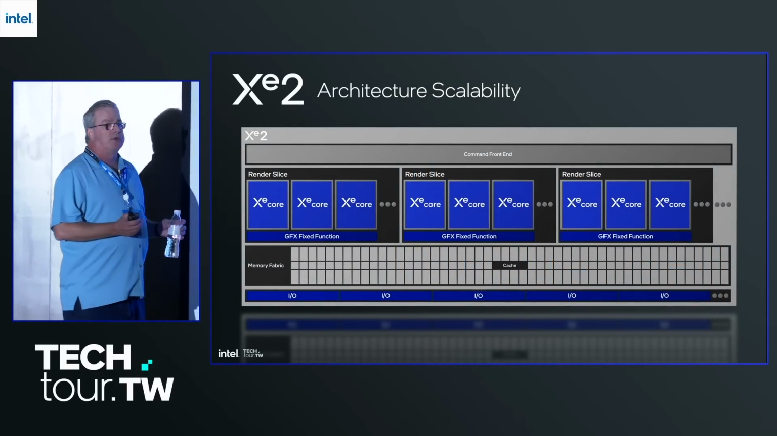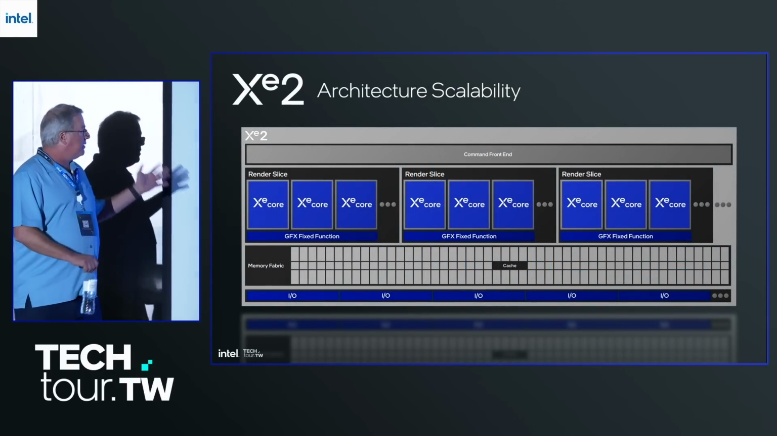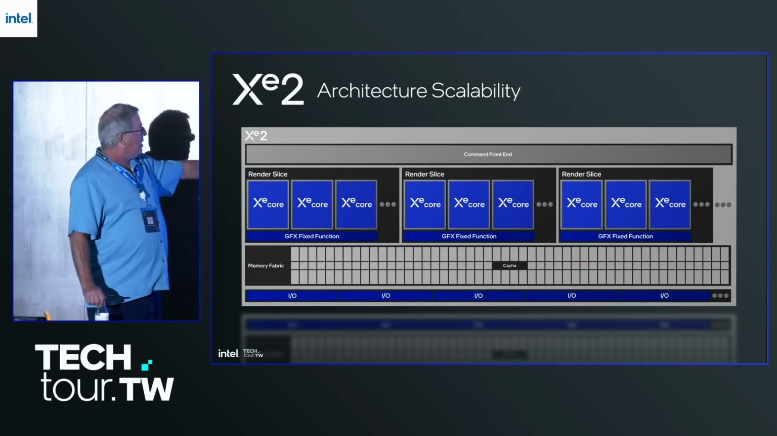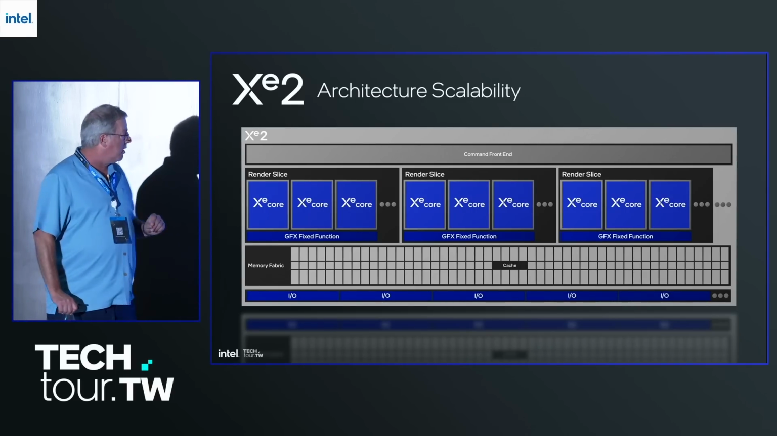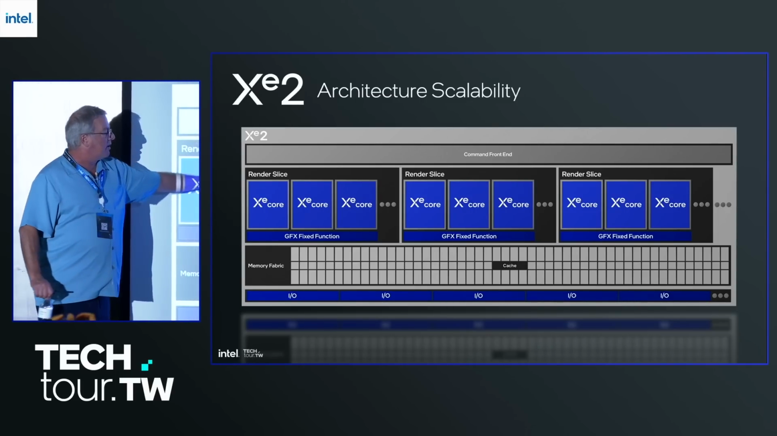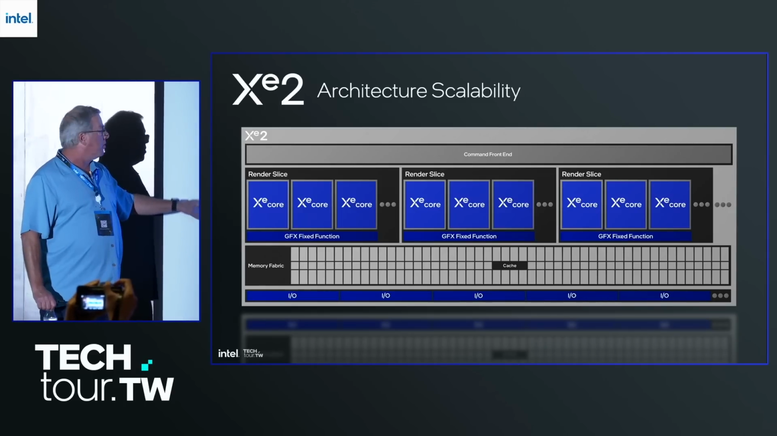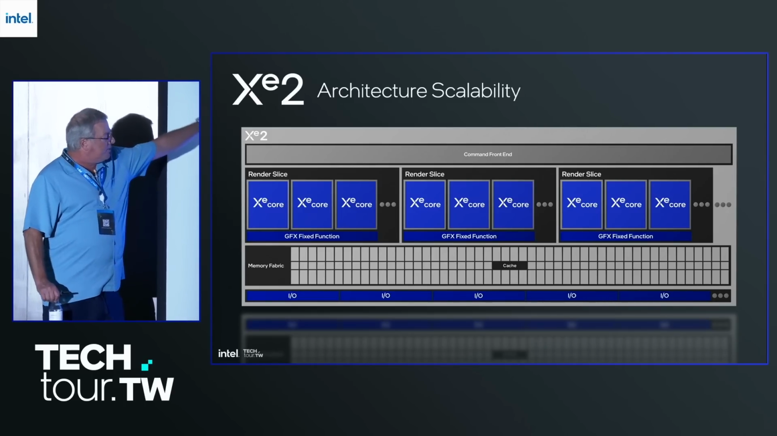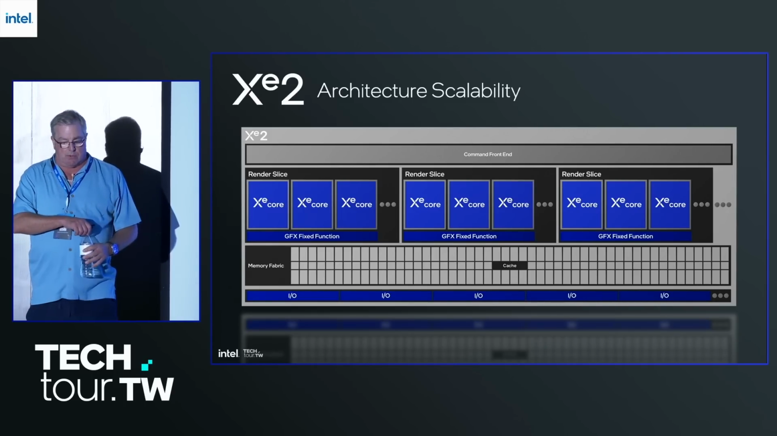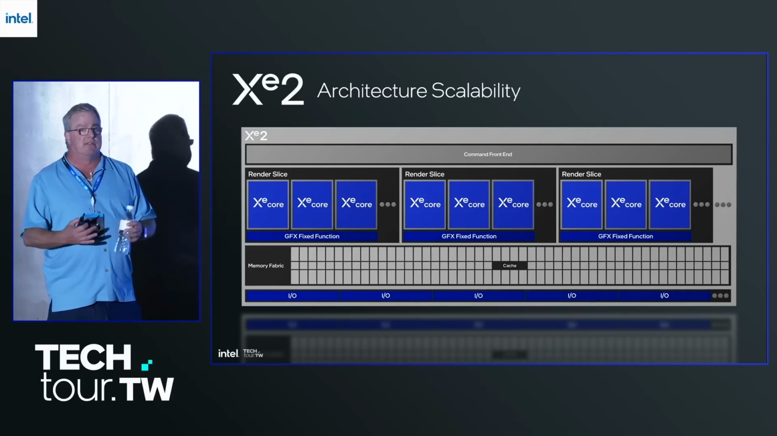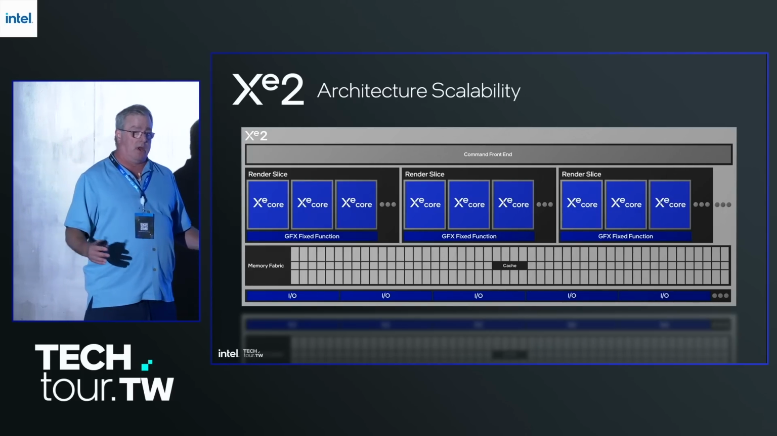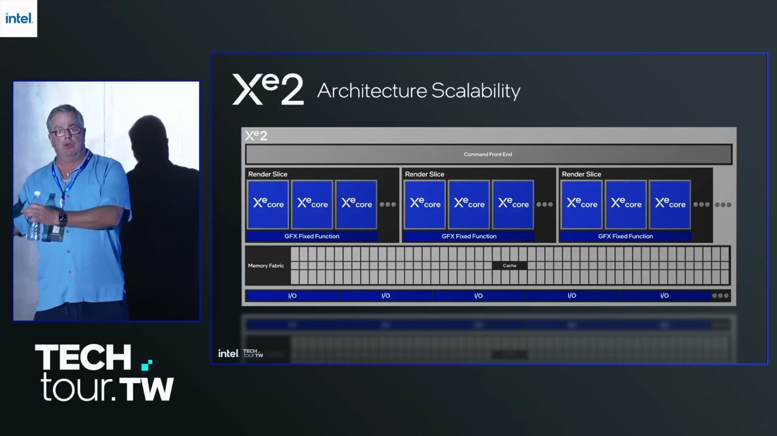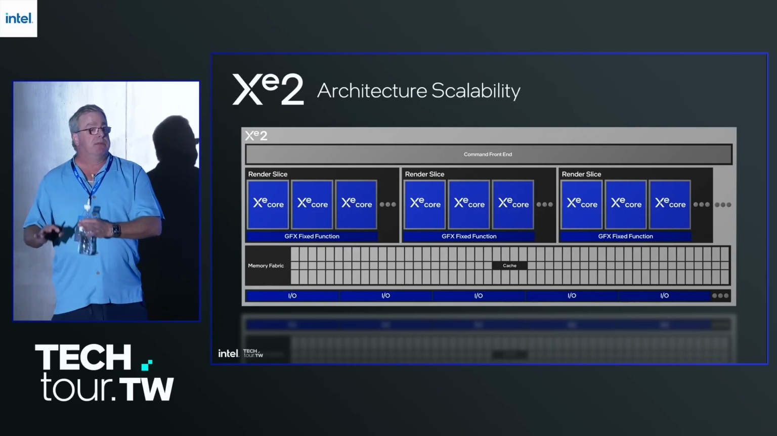The architecture is scalable, which means it's a modular design, so it's built around the Xe core. This is our second generation Xe core, which is built into a render slice. So our building block is the Xe core, then into a render slice, and then into the entire implementation. So I'm going to dive into each of these blocks in some detail to give you a sense of what's changed in the architecture. Later on, I'll talk about Lunar Lake, and specifically the implementation.